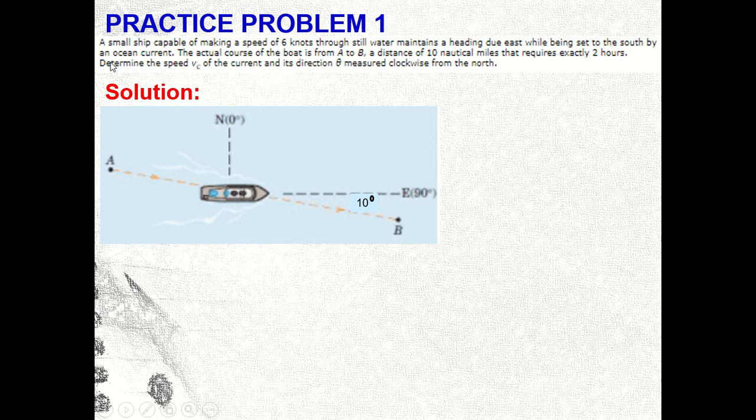So now the question is: determine the velocity of the current of the water, Vc, and its direction theta measured clockwise from the north. Okay, so this is the given illustration. We have here the angles given, that is 10 degrees. So this kind of problem, class, cannot be solved easily using the concept that we have discussed in relative motion.